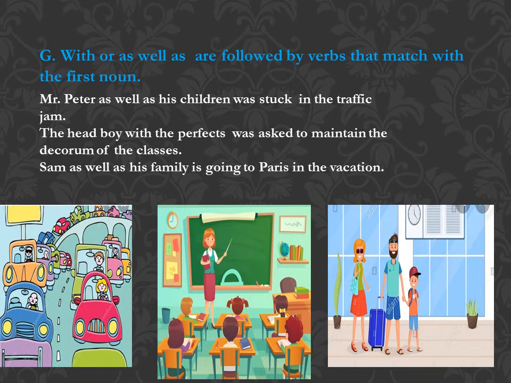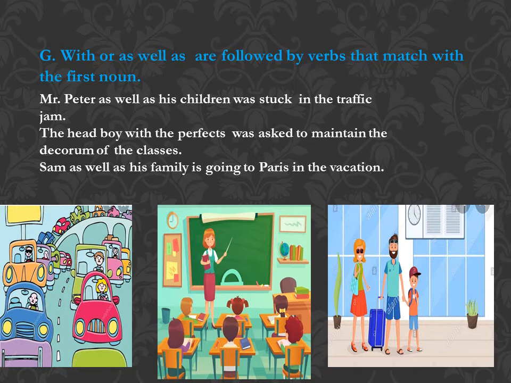With or as well as are followed by verbs that match with the first noun. For example, Mr. Peter as well as his children was stuck in the traffic jam. Here the first noun is Mr. Peter and it's singular. So we will use a singular verb, that is was.